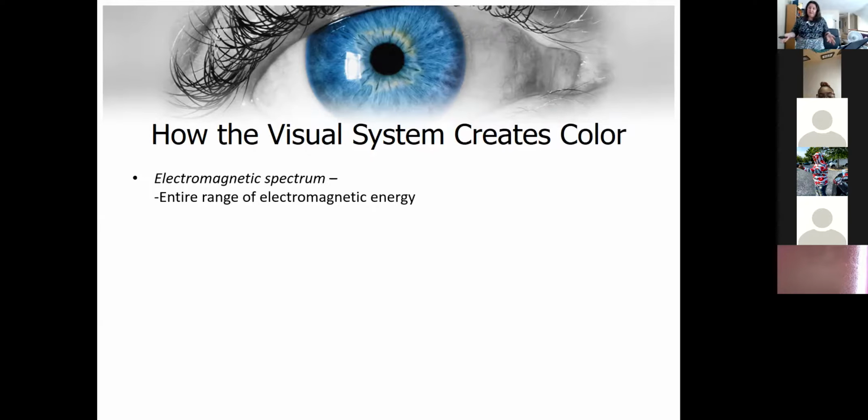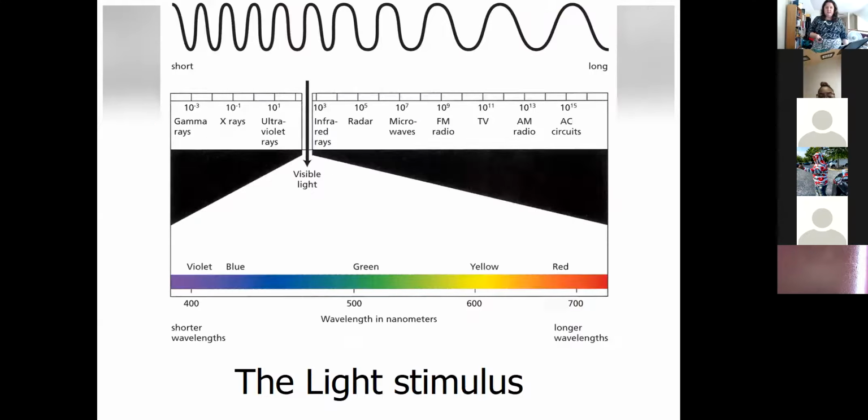So there is something called the electromagnetic spectrum, and this is the entire range of electromagnetic energy. But we can only perceive the visible spectrum. So the electromagnetic spectrum includes things like radio waves, X-rays, microwaves, visible light. But we can only see the visible light part of that. It's a tiny part of the electromagnetic spectrum that is visible to our eyes.